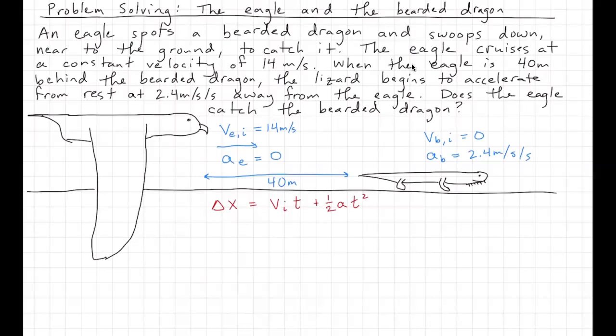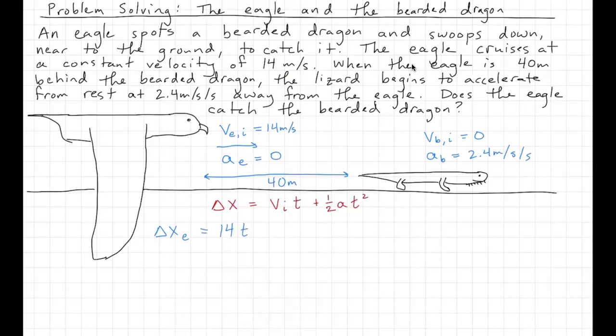So we can write down what the displacement of the eagle would be in a certain amount of time, and also what the displacement of the bearded dragon would be in a certain amount of time, because that gets us towards seeing what the positions of the eagle and the bearded dragon are doing over time. So if I write down the displacement of the eagle, the initial velocity is 14 times however much time elapsed, which is arbitrary at this point. So after some amount of time t, the displacement of the eagle will be 14 times t.